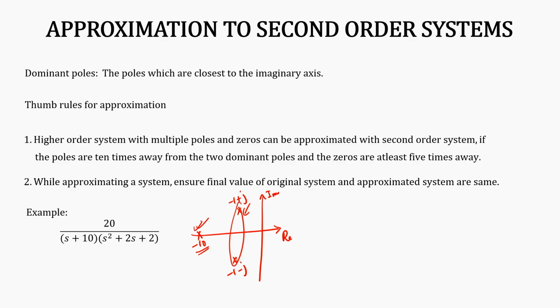So, I can actually get rid of this third one, because this third pole is at least 10 times away from the two dominant poles. The effect of this will be quite negligible. Then, just by looking at the transfer function, can I write that the second order approximation is this? This will be the system, because I just got rid of this. Let us see whether that is true or not.